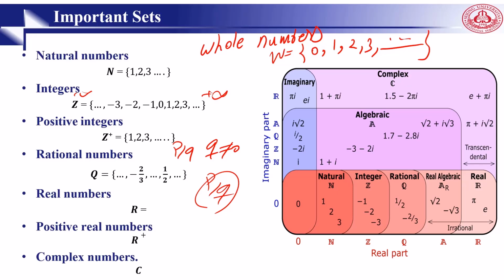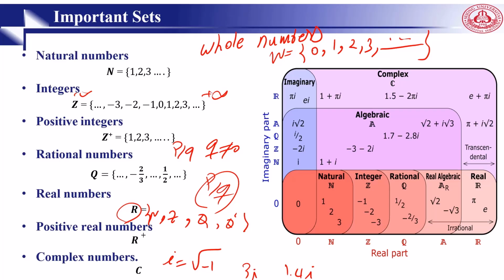Then we have the set of real numbers. The real numbers are the set of natural numbers, whole numbers, integers, rational, and irrational numbers, all together. You can say R equals N, Z, and Q, and irrationals. Then positive real numbers are more than 0. Also, we have complex numbers. A complex number is a combination of a real number and an imaginary number. Imaginary means, for example, i equals the square root of minus 1. For example, 3i, or 1.4i.